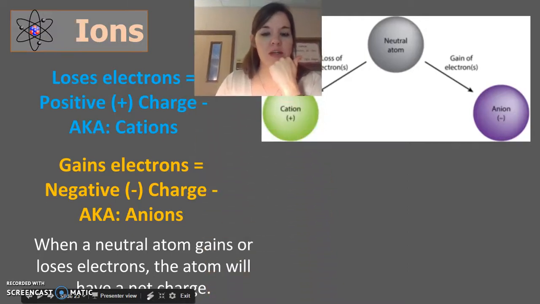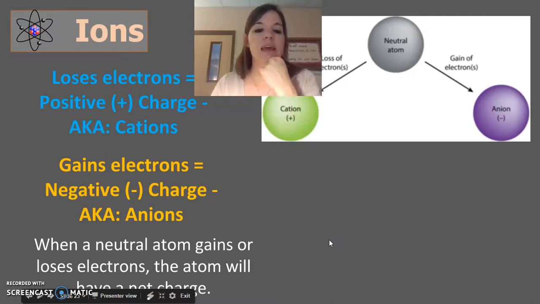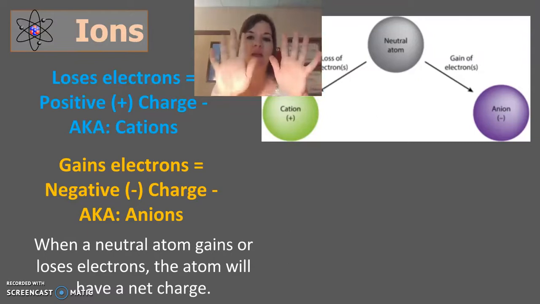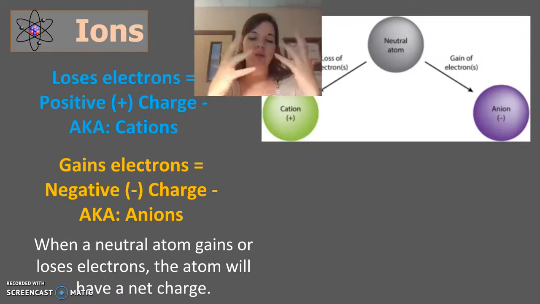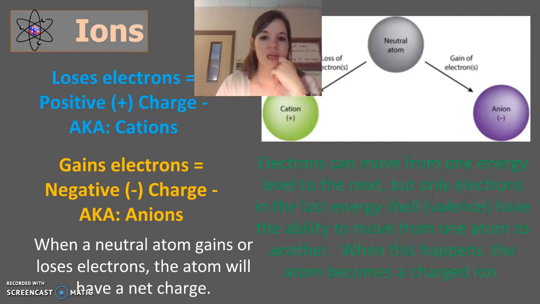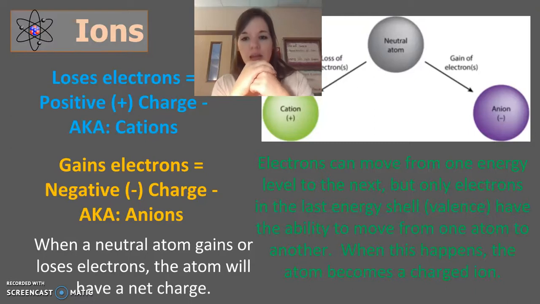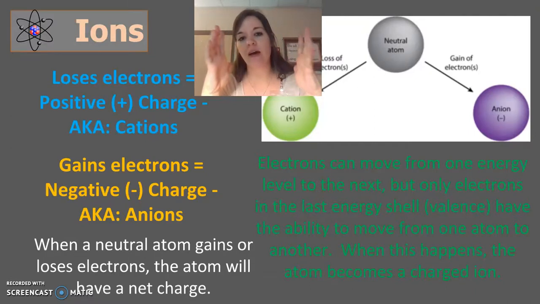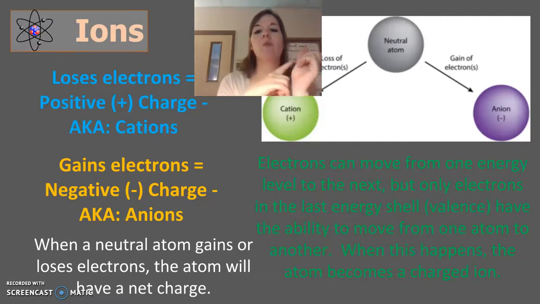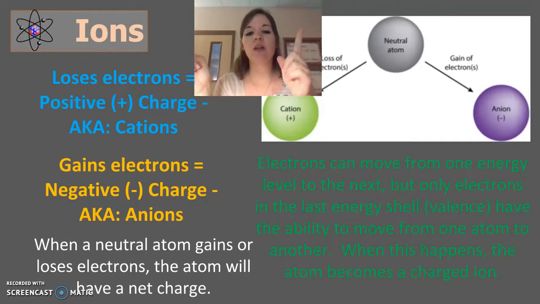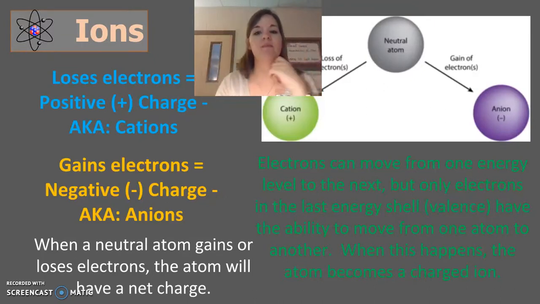A neutral atom that gains or loses electrons will have a net charge. If it gains or loses none, it will have no net charge, a neutral net charge. What that means is if the positives and the negatives are equal, then your charge is neutral or 0. Electrons can move from one energy level to the next, but only valence electrons, meaning the ones on the very outside of the atom, have the ability to move from one atom to another. So the only way you can lose an electron is if it's on the valence ring, the outside ring.